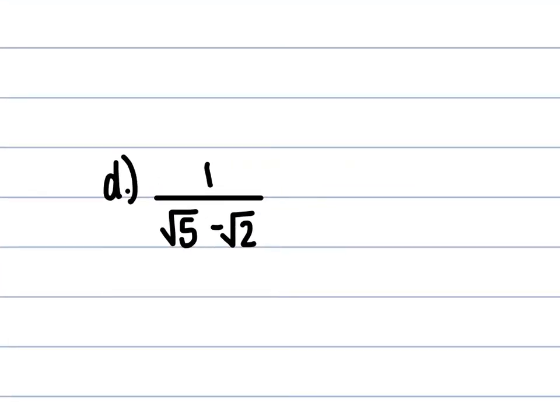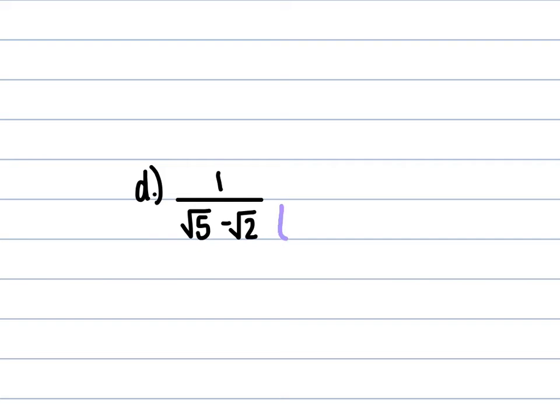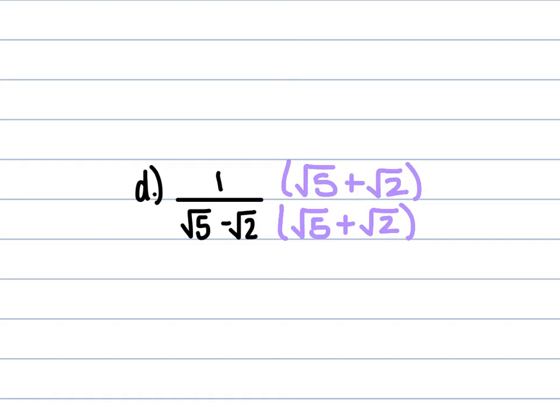For D, we have 1 over the square root of 5 minus the square root of 2. So we're going to multiply each top and bottom by the conjugate, which is the square root of 5 plus the square root of 2. Square root of 5 plus square root of 2. We're going to distribute that 1 in and be left with the square root of 5 minus the square root of 2. Then on the bottom, we're going to FOIL.